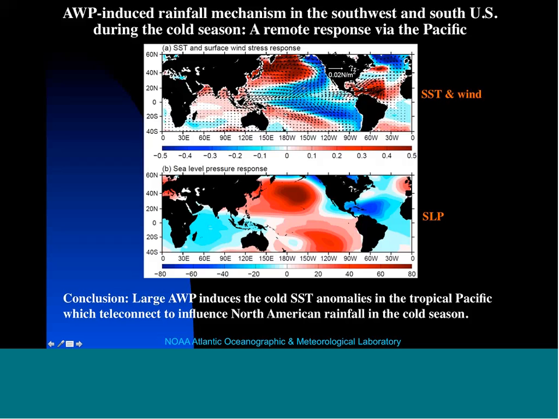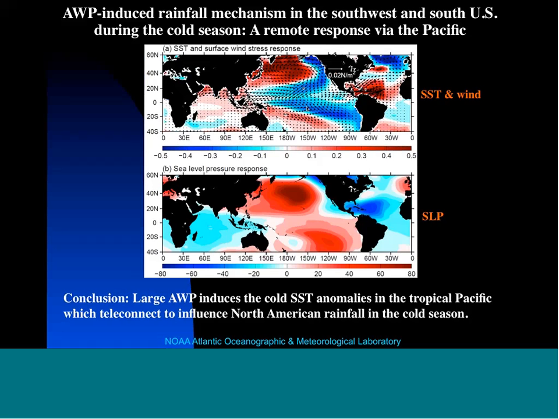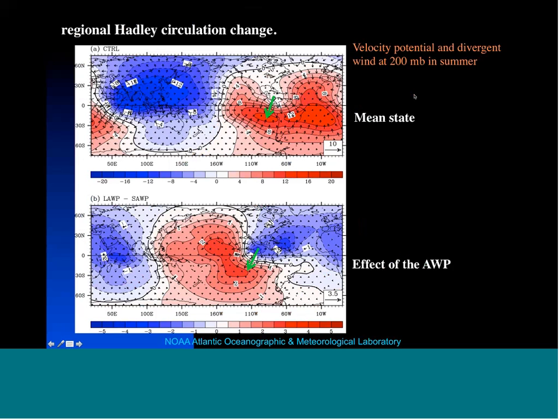What we show here is the ocean-atmosphere response to the large warm pool versus the small warm pool. The top panel shows the SST in shading and the wind as vectors, and the lower panel shows the sea level pressure response to the large warm pool. What we see is that the tropical ocean response is a cold SST anomaly. The question is how the large warm pool induces this atmosphere-ocean response over the Pacific. This is our next question we want to answer. So what we did here is this: because the Atlantic warm pool peaks during summer.